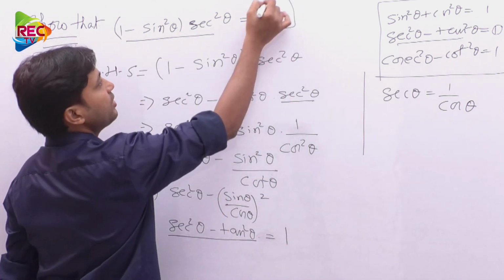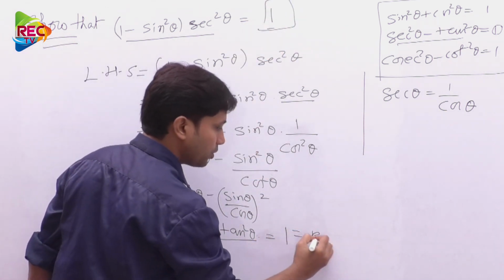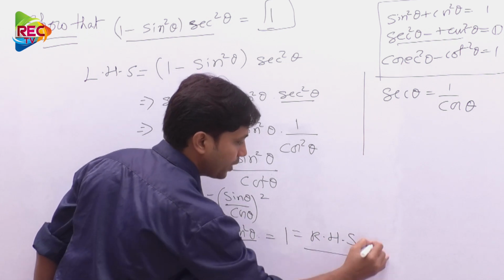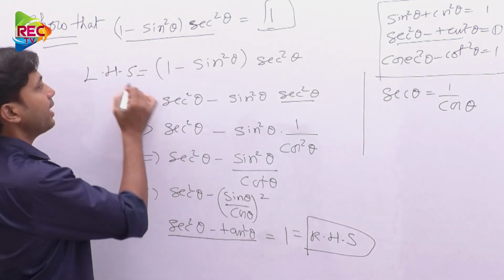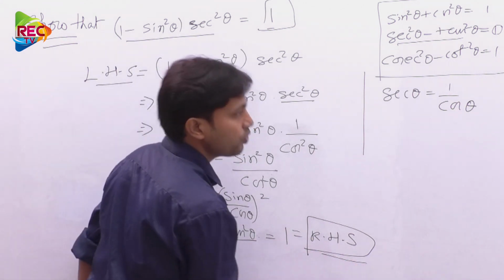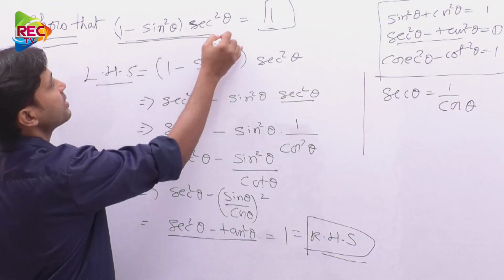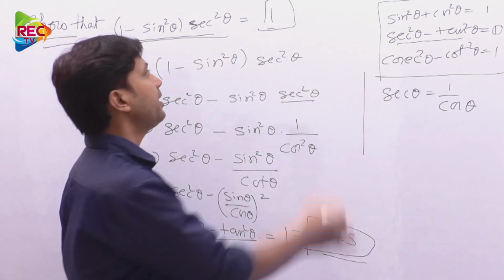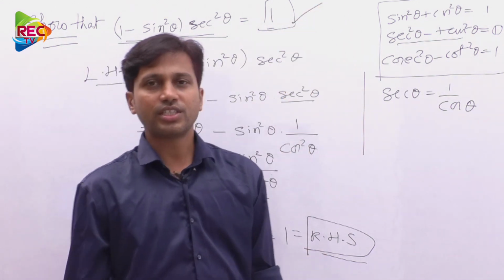So, did we get our result or not? So, therefore, this would be equal to RHS. So, therefore, we obtained our result. We took LHS part and we got RHS part. So, we proved that 1 minus sin square theta into secant square theta will be equal to what? 1. So, this is what our problem.